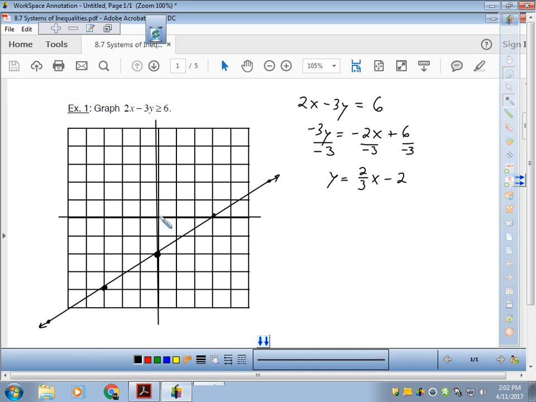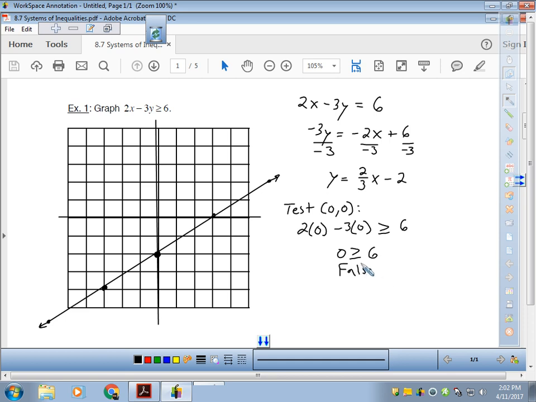So I need to pick a point that's in one of these planes to test with. I'm going to use the origin because it's a pretty easy number to deal with. So I'm going to test the point (0, 0). I'm going to plug that into the original inequality: 2 times 0 minus 3 times 0 greater than or equal to 6. 2 times 0 is 0. 3 times 0 is 0. 0 minus 0 is 0. So I get 0 is greater than or equal to 6. Is that true? No, that's false.